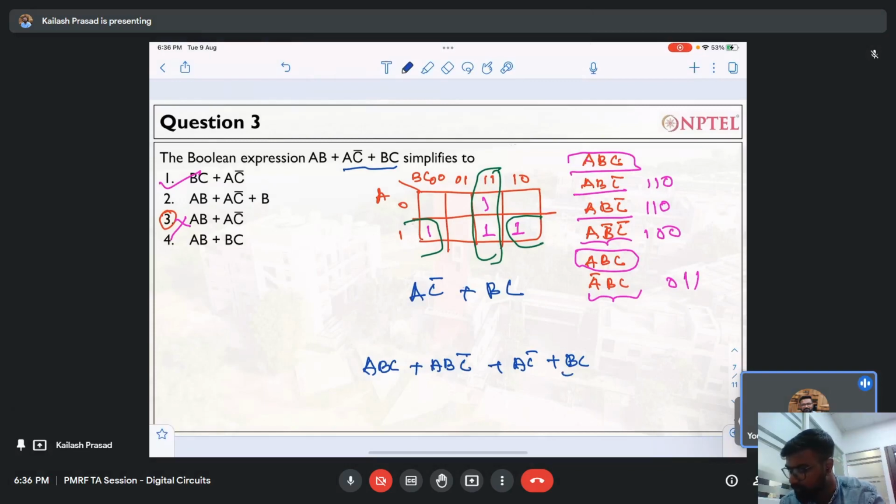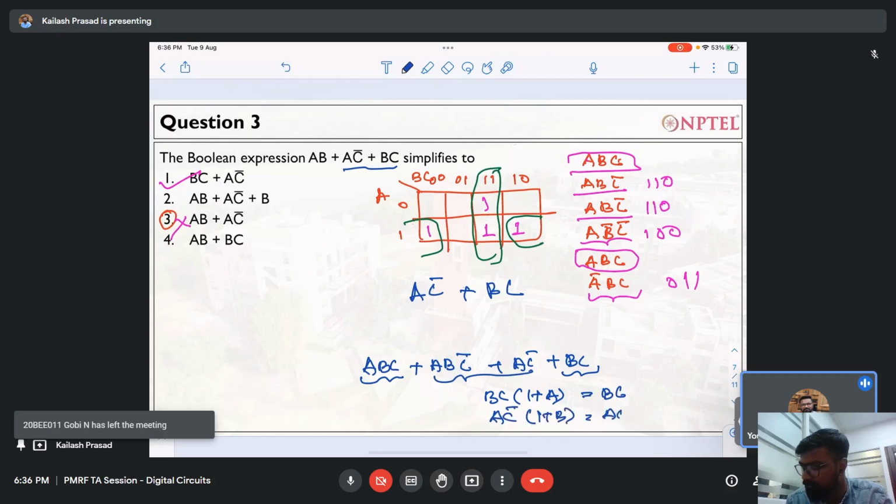Then you can combine the first and last terms, and the second and third terms. Excellent. This will be BC(1 plus A), so this will be BC. And then if you combine these two, this will be AC bar(1 plus B), so this will be AC bar. So the result is BC plus AC bar.